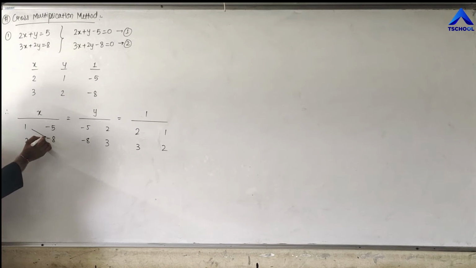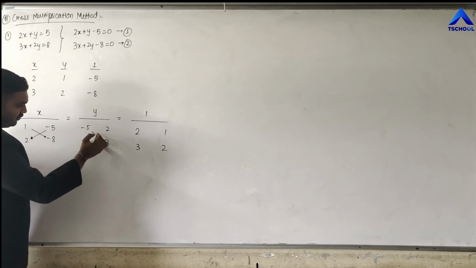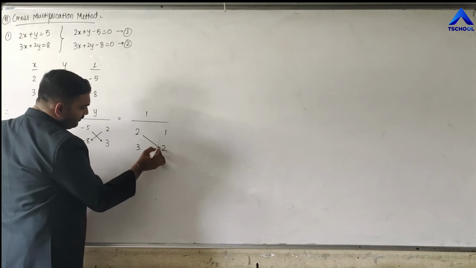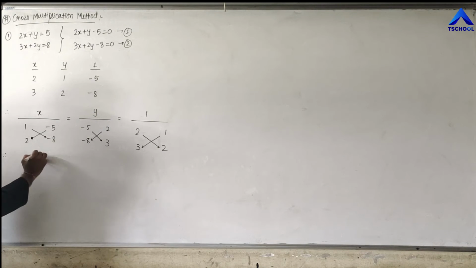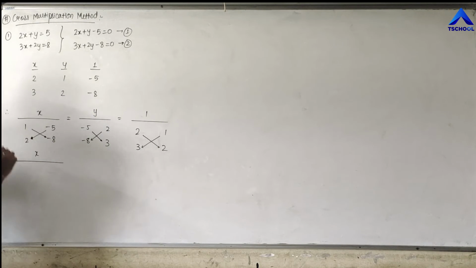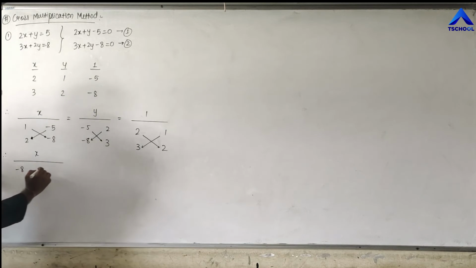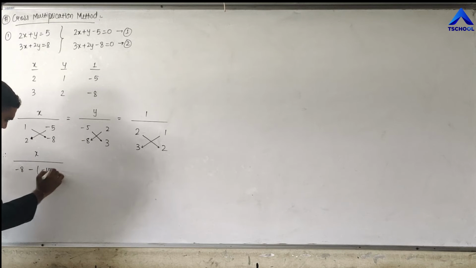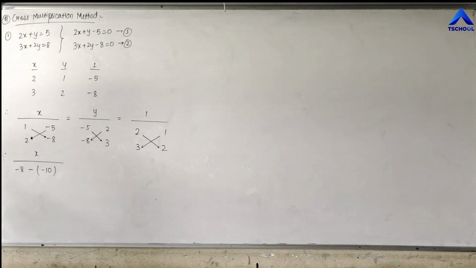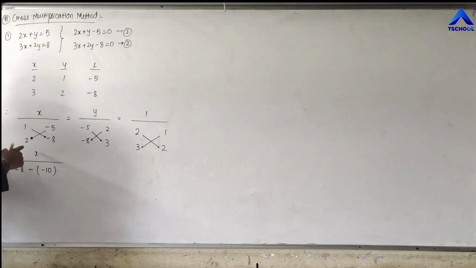How are we going to do it? First of all, we shall multiply this 1 by minus 8, and then we shall multiply this minus 5 by 2. Similarly here minus 5 by 3 and 2 by 8. Here 2 into 2 and 1 into 3. Therefore, x upon 1 into minus 8 is minus 8. Minus 5 into 2 is minus 10. Here we are going to subtract both the products. So 1 into minus 8 is minus 8, minus 5 into 2 is minus 10.